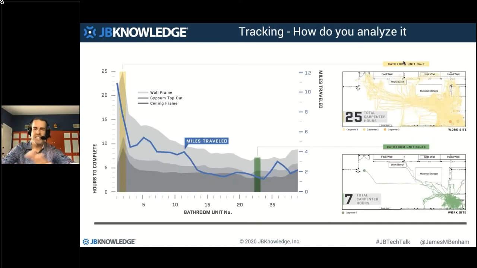And you can see even when you're inside prefab, you can optimize your prefab facility. This is from unit number two being prefabbed, these are bathroom units by the way, to bathroom unit number 23. And between those units, they optimized the location of the tools, materials, and storage, and they reduced the number of carpenter hours from 25 hours down to 7. So they had a 70% reduction in time to move to prefab, and another 66% reduction in time to optimize prefab, which means they cut 90% of the labor waste out of producing these bathroom units. 90%.